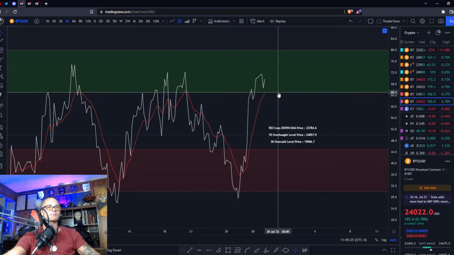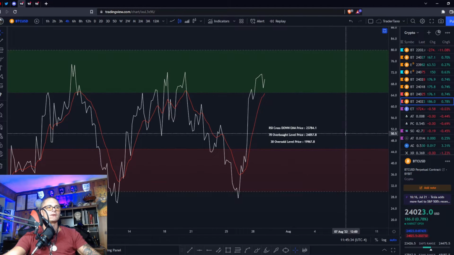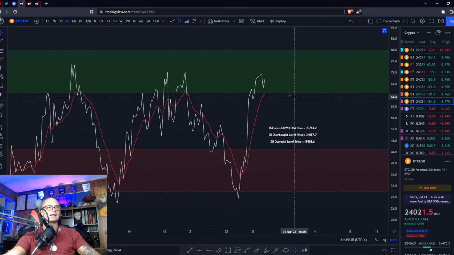We're going to have major support down here at the 65 level on the RSI, which is the bottom of the bullish control zone, also where that signal line is coming in at. We need to stay above 23,784 in order to stay above that signal line.